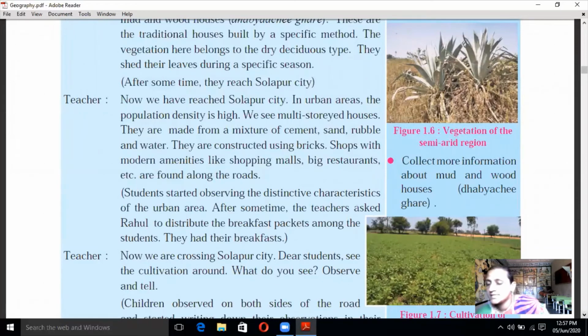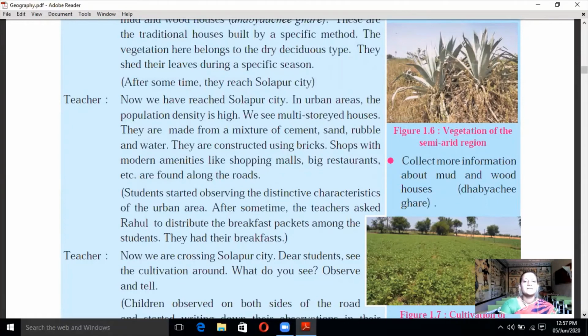If you see in your textbook figure 1.4, which helps us understand the concept of how the mud and wood houses are made, we are seeing it in figure 1.4 on page number 2. Now, students started observing the distinctive characteristics of the urban areas.